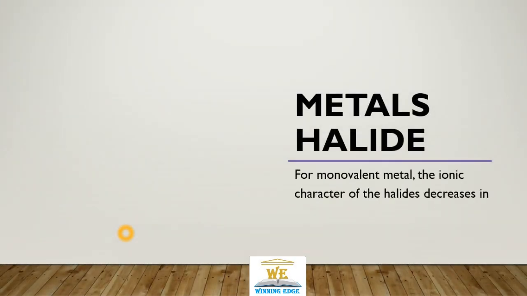Metal halides. For monovalent metals, the ionic character of the halide decreases in the order: metal fluoride is greater than metal chloride, greater than metal bromide, greater than metal iodide. So going from fluoride to iodide, we see ionic character reduces. This fits well according to Fajans' rule: larger the size of anion, smaller the size of cation, covalent character will increase in that case.